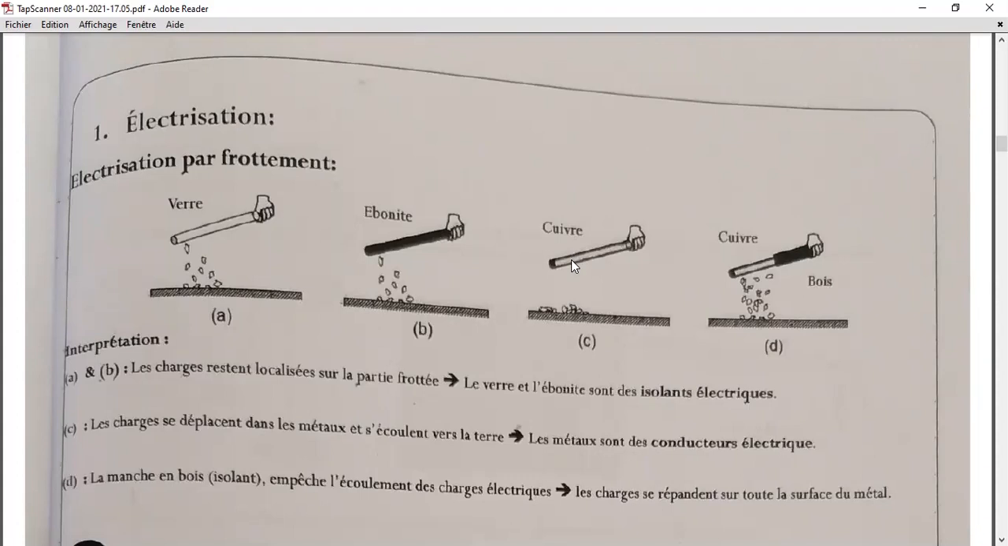Note that quiver is a conductor. So each time you rub a conductor, there's movement of the charges. But here there's bois, which is wood, a non-conductor. It means that the charges will just rest here. They won't move anywhere, because this is a non-conductor, and you will see the attraction.